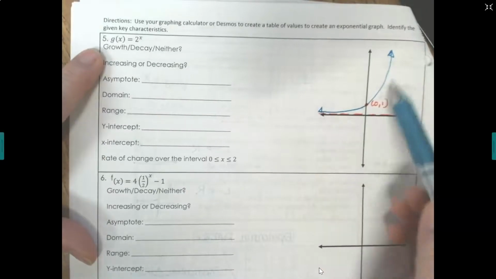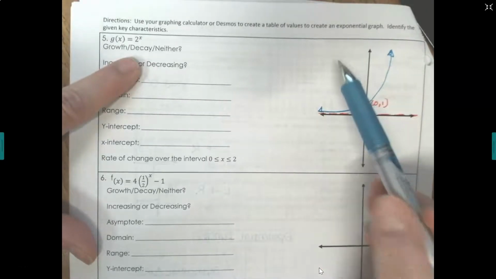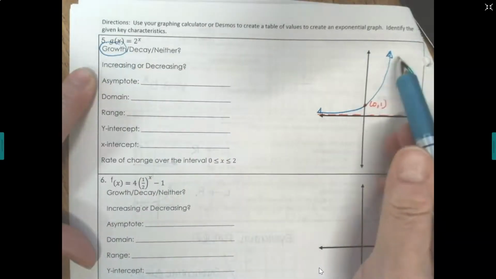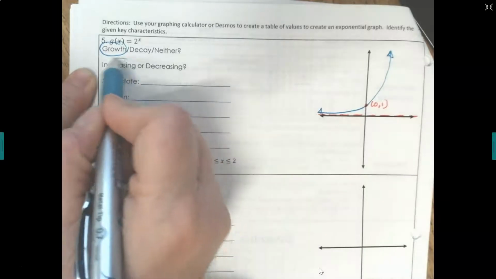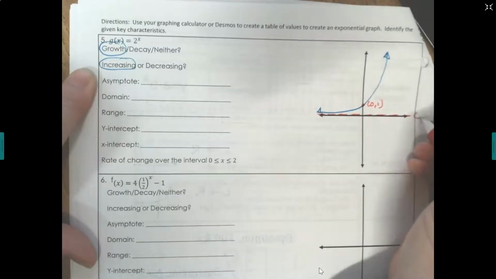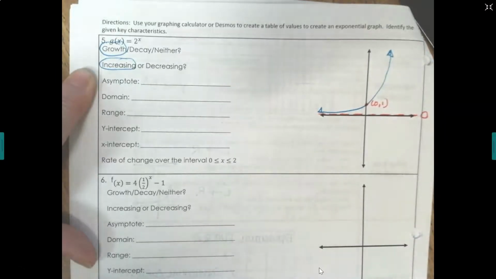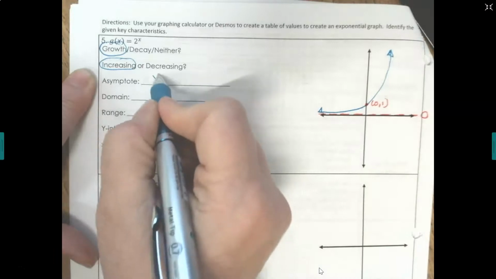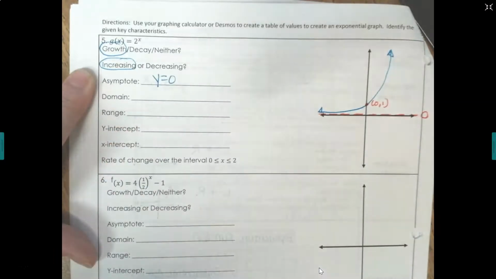Growth, remember, is it starts small and gets big, and decay is it starts big and gets small. This one starts small and gets big. This is a growth. It is, because it's getting bigger as it goes left to right, it is increasing. Your asymptote is here. Your y value at that point is 0. So we're going to say our asymptote is y equals 0.